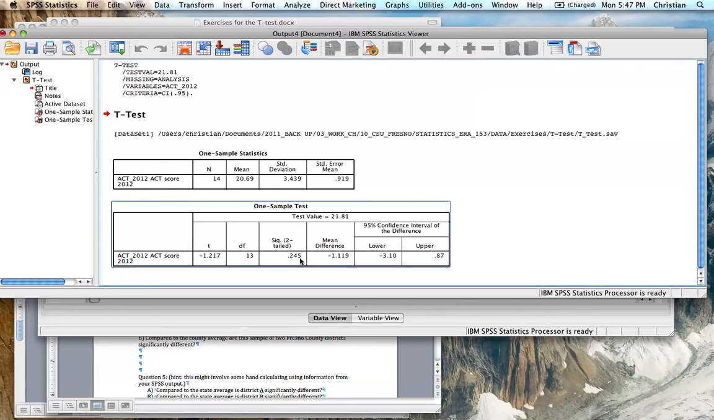About 25% of the time we will make a mistake by rejecting the null, so we do not reject it. We fail to reject the null. We accept the null. There is no significant difference between the state and the sample that we chose from Fresno County.